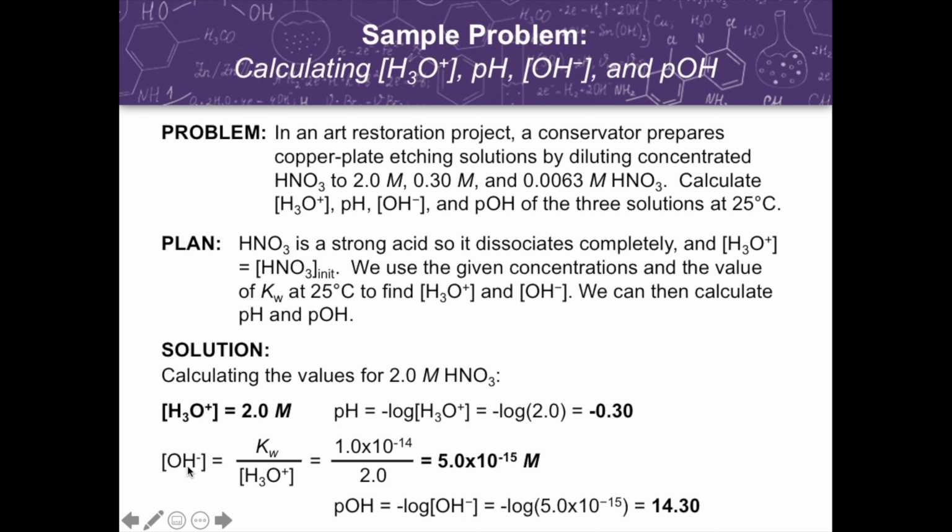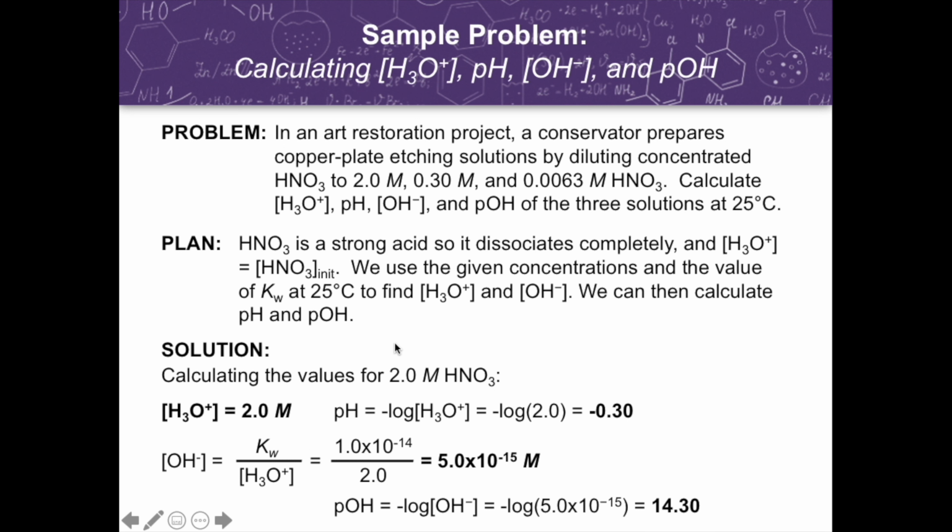To calculate the concentration of hydroxide ion, we can divide the K sub W, which is 1.0 times 10 raised to negative 14, by 2, which is the hydronium ion concentration, and we will get the answer 5.0 times 10 raised to negative 15 molar. Now, for the pOH, we can calculate it by using the formula the negative log of the hydroxide ion, which will be equivalent to the negative log of 5.0 times 10 raised to negative 15. And we will get the answer 14.30.